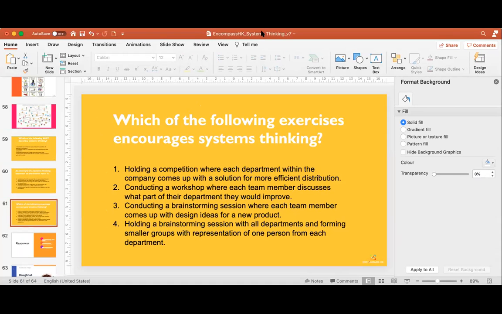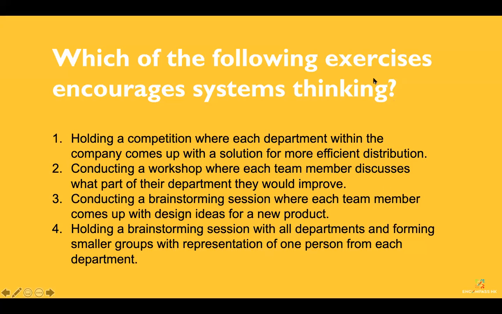Last question. If you are running a company or an organization, and you want people to work together to encourage system thinking, which one will you do? Take a moment there. Good. So 4. We want everybody from different departments so they can think beyond themselves. Very good. Thank you, everybody, for participating.